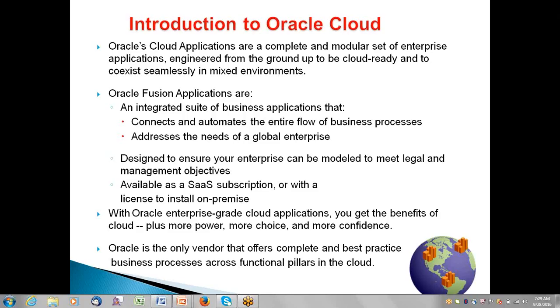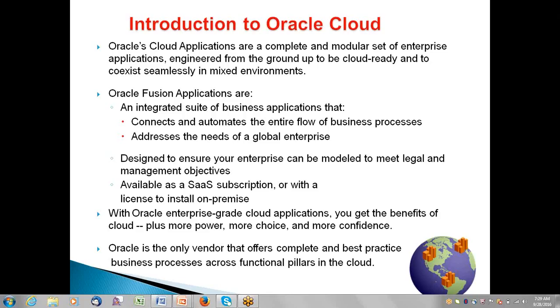If you want to implement only procurement and CRM, that is fine. So that later if you want to go ahead with some more, that is also fine. So it is a complete and modular set of enterprise applications which Oracle provides, and it is engineered from the ground up to be cloud ready. So this is very important to understand.